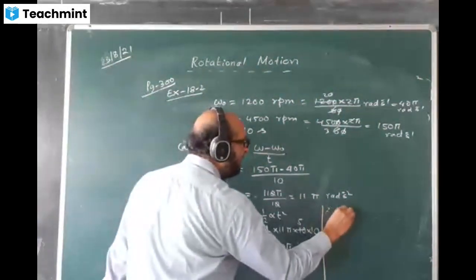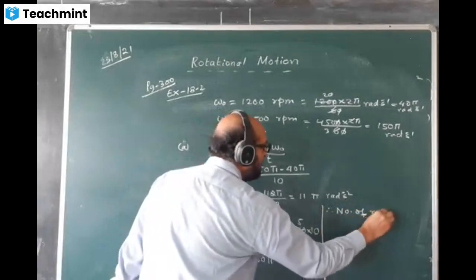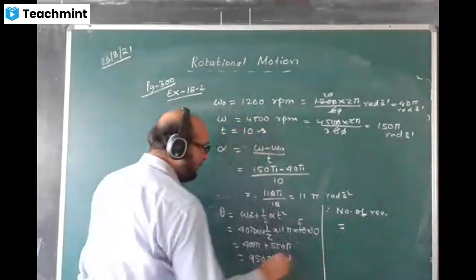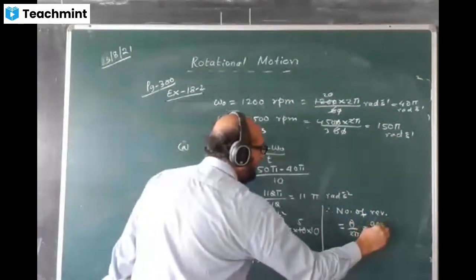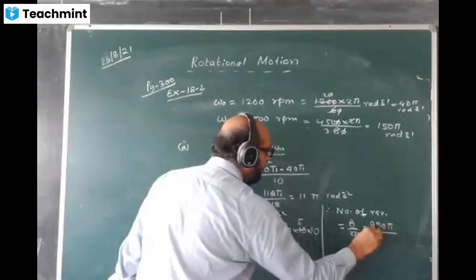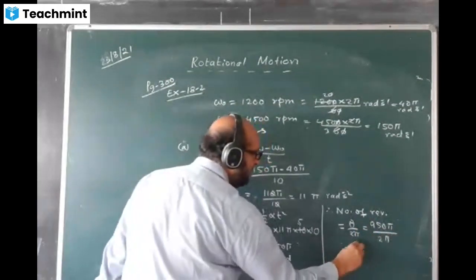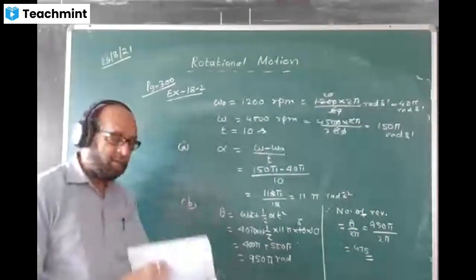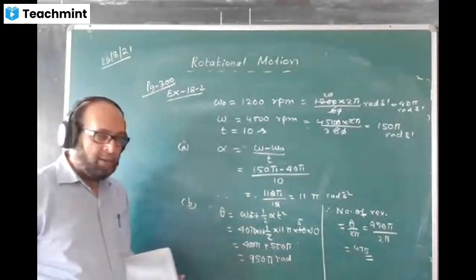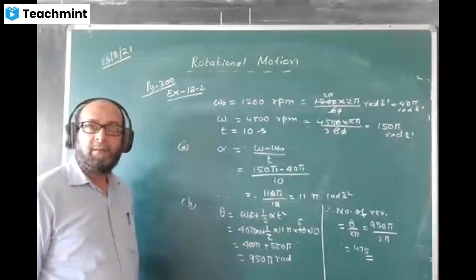Therefore, number of revolutions is equal to theta by 2 pi. That means 950 pi divided by 2 pi. Cancel it, your answer is 475. So that is the answer. That many revolutions will take place.